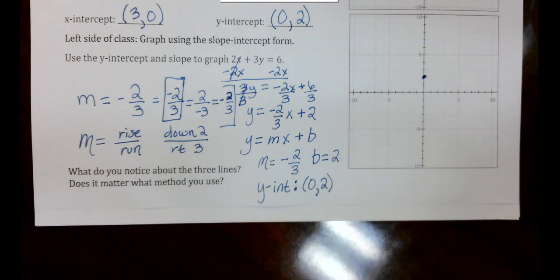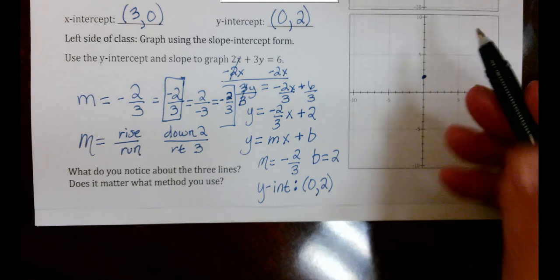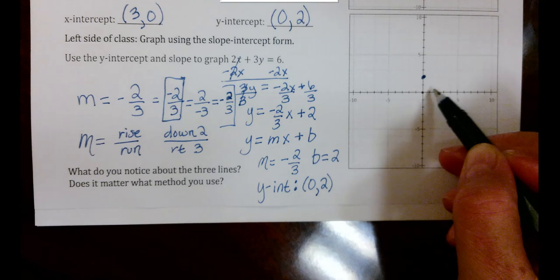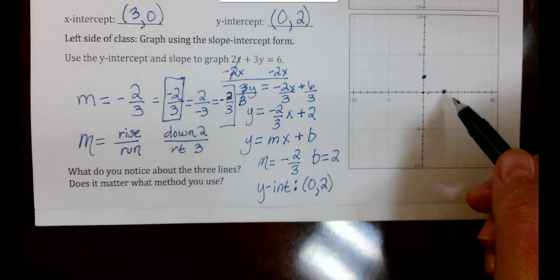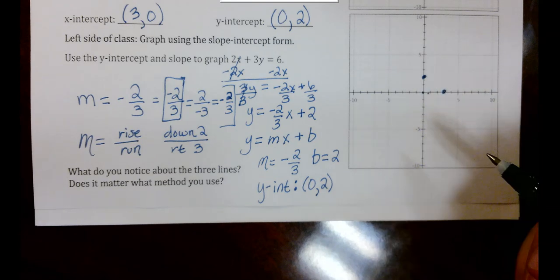So let's think about that. Let's come over here. I have my y-intercept. I'm going down 2. And then from there going right 3. 1, 2, 3. And if you remember, this is exactly the same thing as we got on the second part. This is our x and y intercepts.